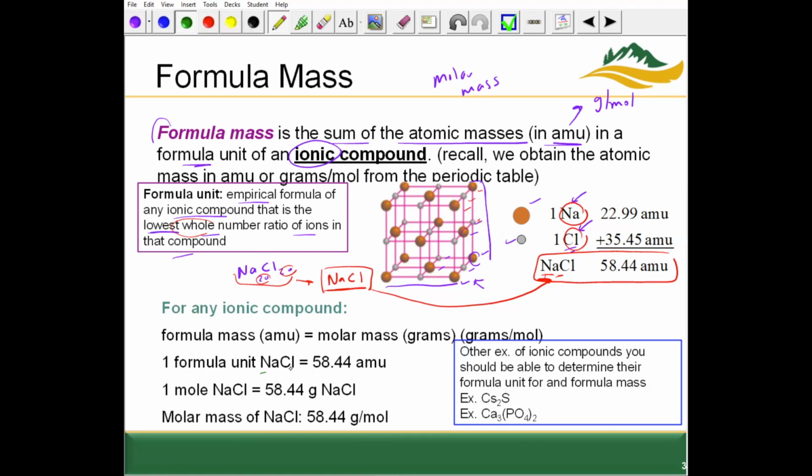So with the formula unit, with the formula mass, we can still say the molar mass then of sodium chloride is 58.44 grams per mole. So that doesn't change. AMU is still equivalent to grams per mole.